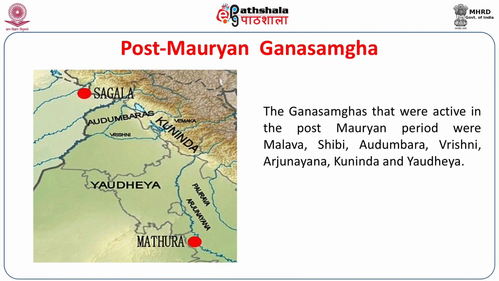Now, during the post-Mauryan times, before the rise of the Guptas, the Gana-samghas that were very active were the Malavas, Shibi, Audambara, Vrishni, Arjunayana, Kunindas and the Yaudheyas. And if you look at this map, you can understand the location, and you can say that they were mostly in the region of the Punjab, and from this region they migrated gradually to the Rajasthan area, and only the Kunindas went towards the Himalayas, and they were located on the banks of the 5 Punjab rivers and finally to Rajasthan.